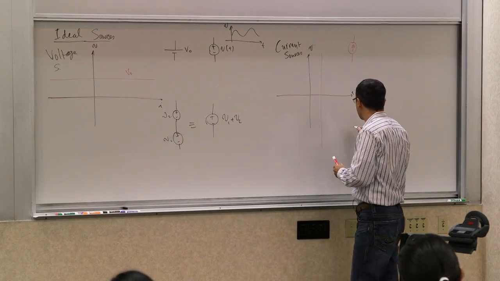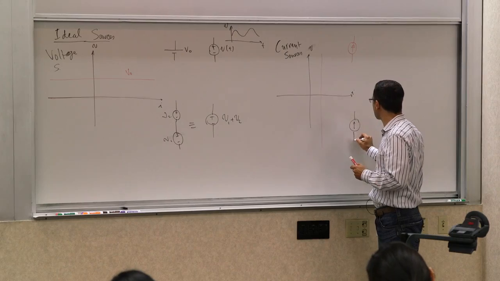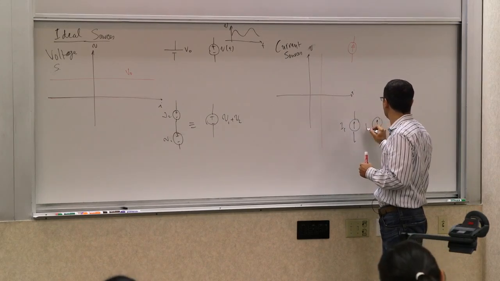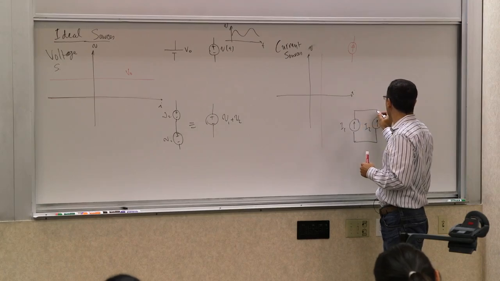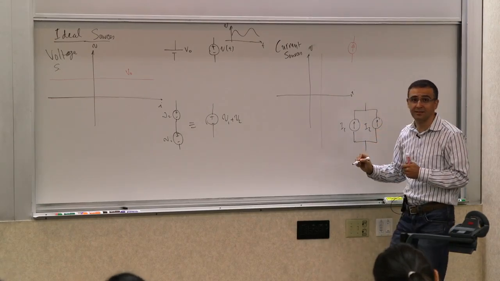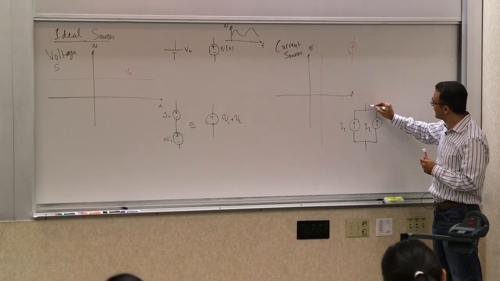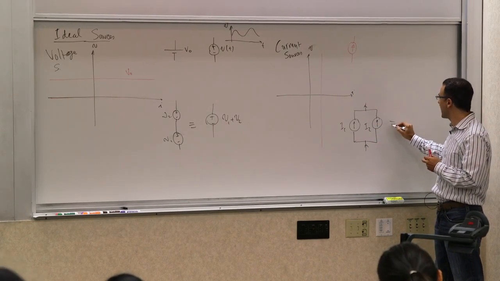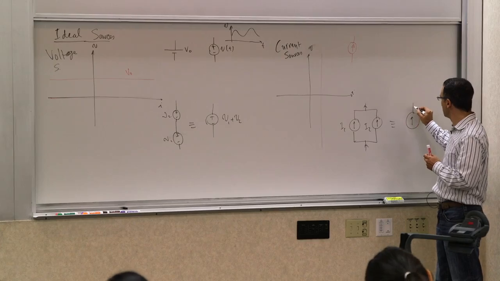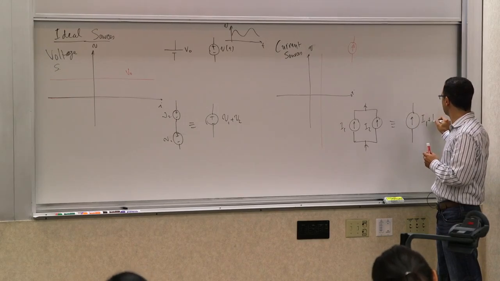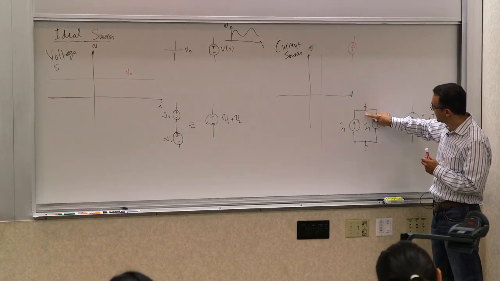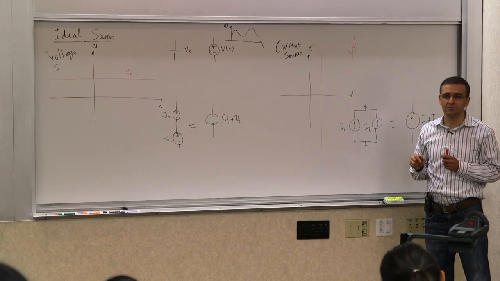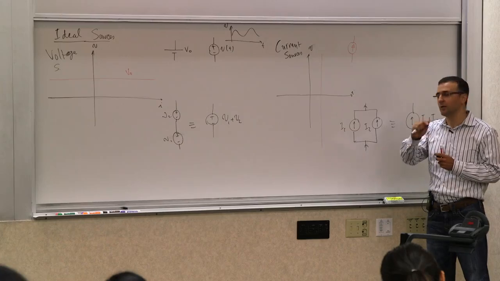And similar thing for current sources. If I have two current sources of value I1 and I2 that are in parallel, now from KCL, you can see that this current is going to be the sum of these two currents, and this current is the sum of these two currents. So this is exactly equivalent to something that produces the sum of the two currents. And that comes from KCL in this node and that node. Right? Make sense? Good? All right.